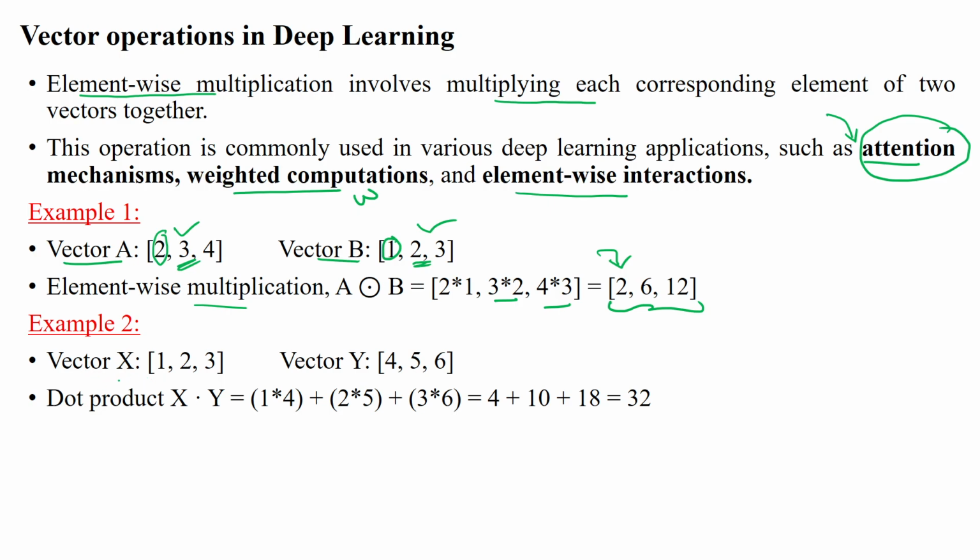Then we apply the dot product. The dot product also uses two vectors, first vector and second vector. Again it is element wise multiplication, but we get a scalar value as the output. So the dot product gives you a scalar value, but element wise multiplication gives you a vector as the result.